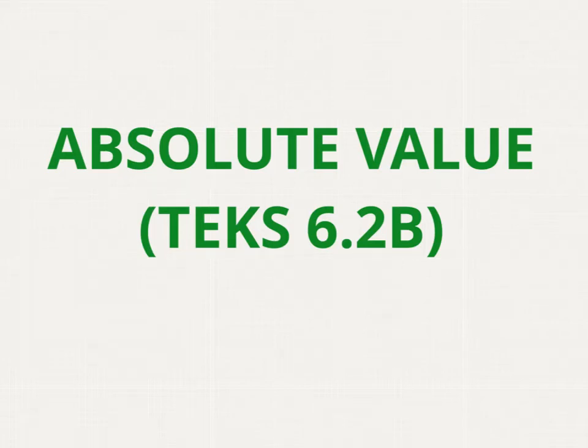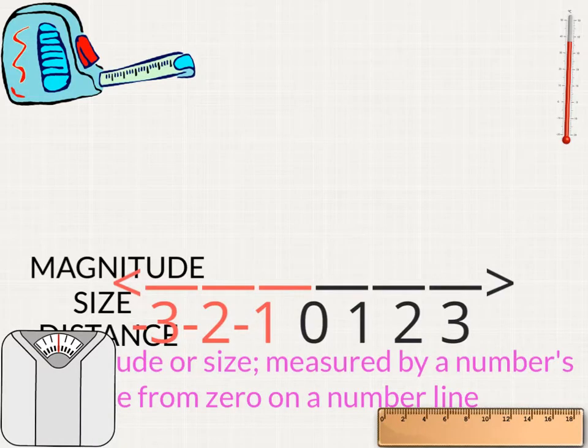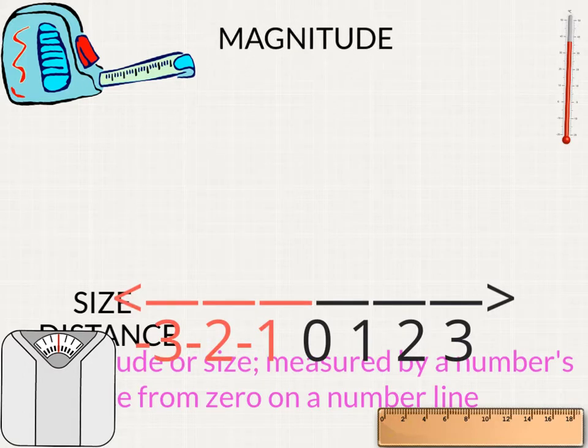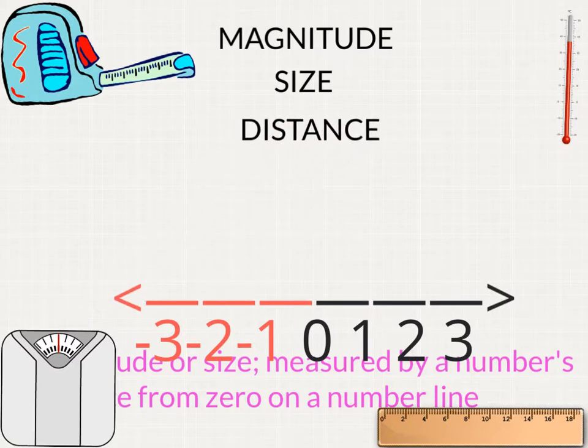In this lesson, we'll be learning about and practicing with absolute value, meeting the requirements for TEKS 6.2B. When we speak about absolute value, we're talking about the magnitude of a number. Now, magnitude is simply a fancy word for size. So the absolute value of a number is the size of that number. The size of a number is found by its distance from zero on a number line.